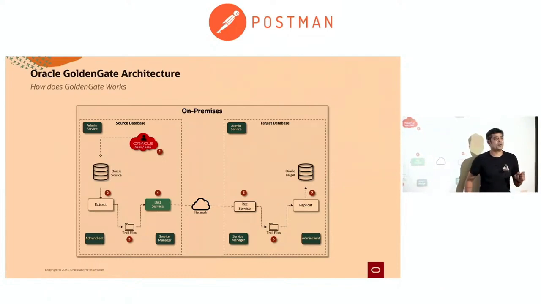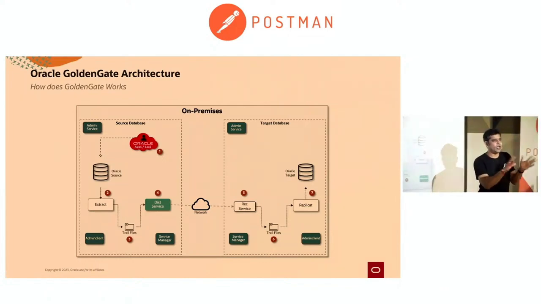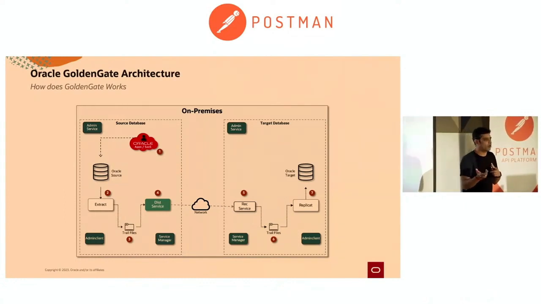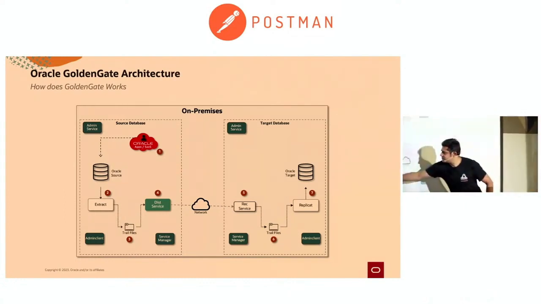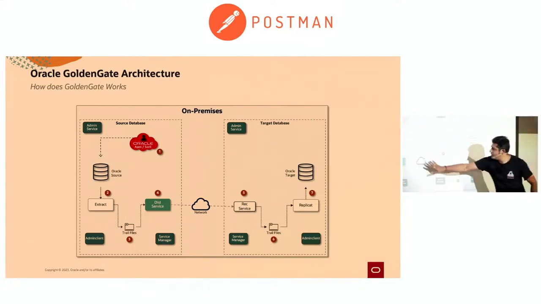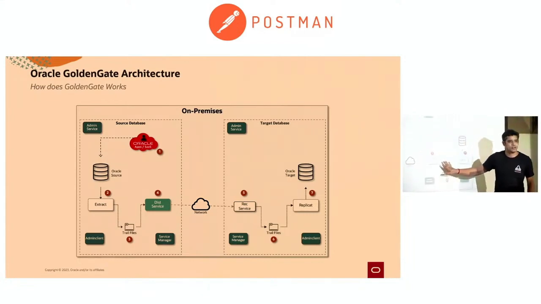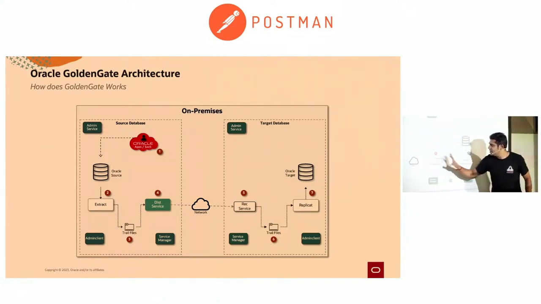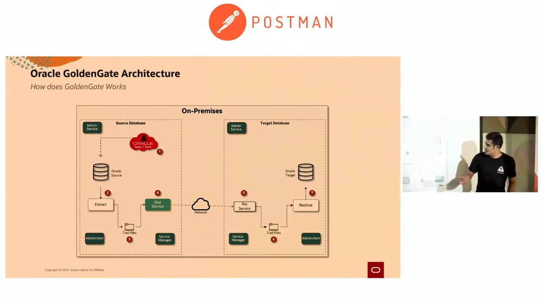called distribution service. There will be a heartbeat, so it keeps checking the trail files: is there any new data that came in or not? Once it sees the new data, this data will be pushed over the network to the target side. And in the target side, we have something called receiver service. Whatever data is going to come from the source to target, the receiver service receives the data and writes to a trail file in the target.